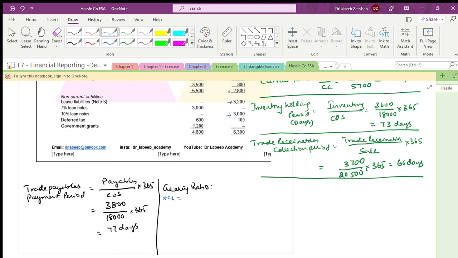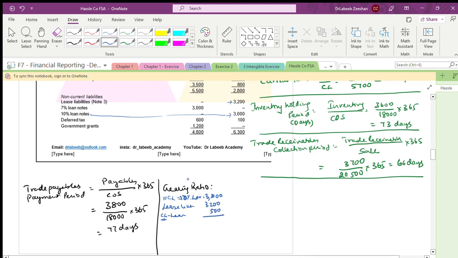Non-current liabilities: the 10% loan is 3,000. Lease liability is 3,200. In the current liabilities also they have given lease, 500. If you put all the things into consideration, it is 6,700.